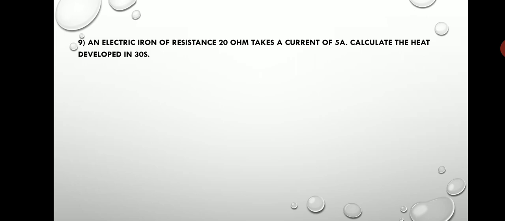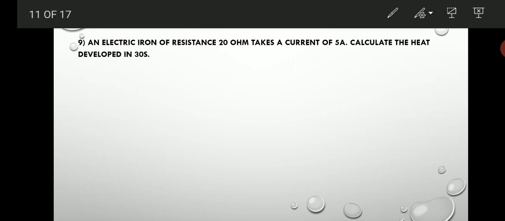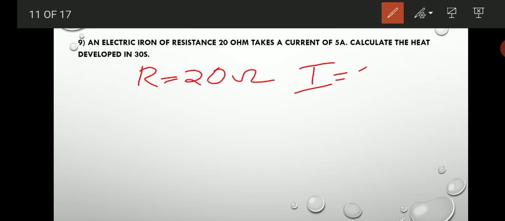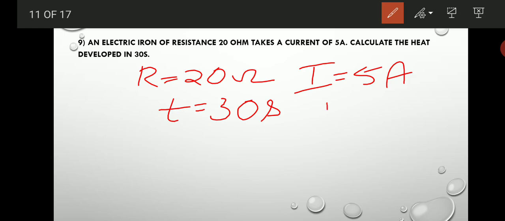An electric coil of resistance 20 ohm takes a current of 5 ampere. Calculate the heat developed in 30 seconds. Here this question is related to heat, Joule's law of heating. So what is given here? Resistance R is 20 ohm, current I is 5 ampere, and time is 30 seconds. You need to find H.